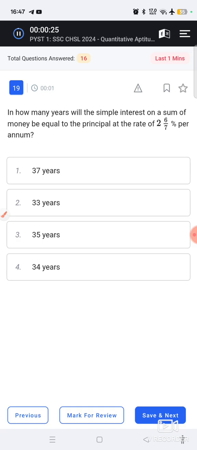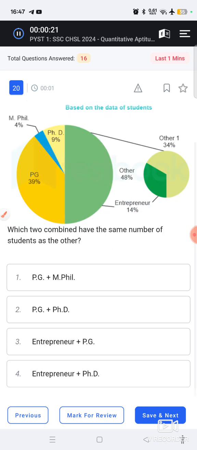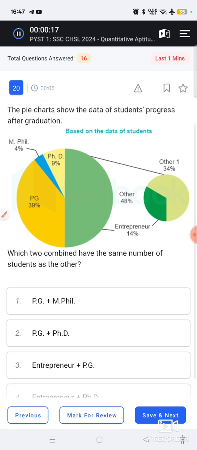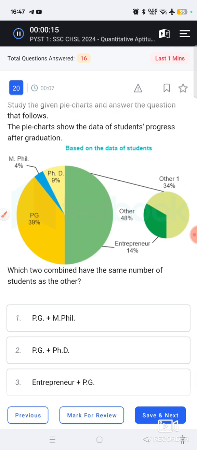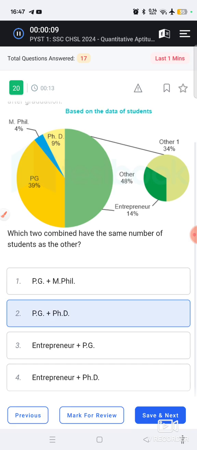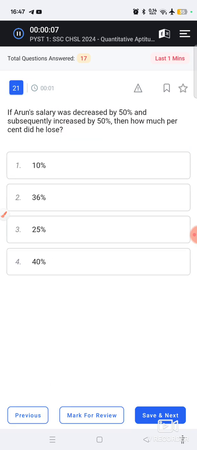In how many years the simple interest, this sum equals. Okay, the component of the two have the same student as the other, 39 plus 9, PG plus PhD equals 48, PG plus PhD. And Arun's salary was decreased by 50%. Then how much percentage did he lose?